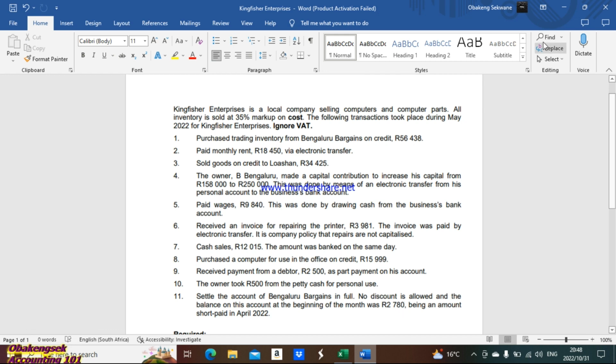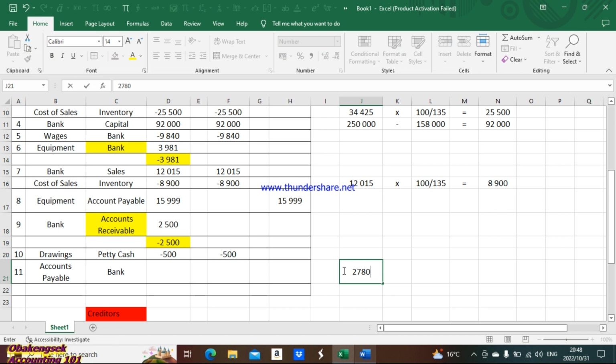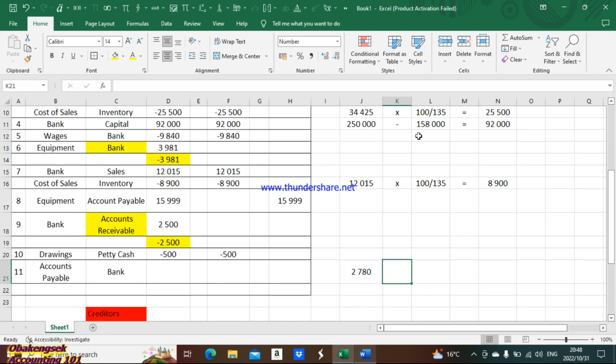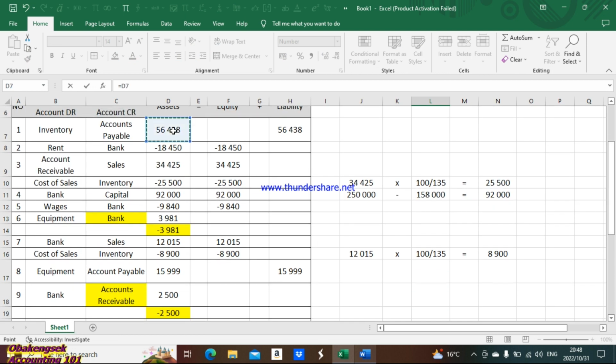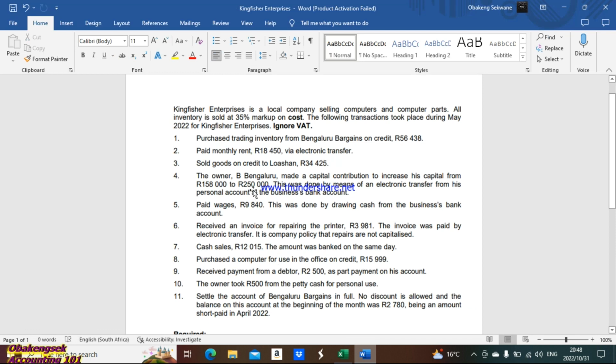So we have the opening balance of 2,780. And then we move on. So we purchase trading inventory from Bengaluru on credit, which is the 56,438. So we say plus the money that we used to purchase, 56,438.